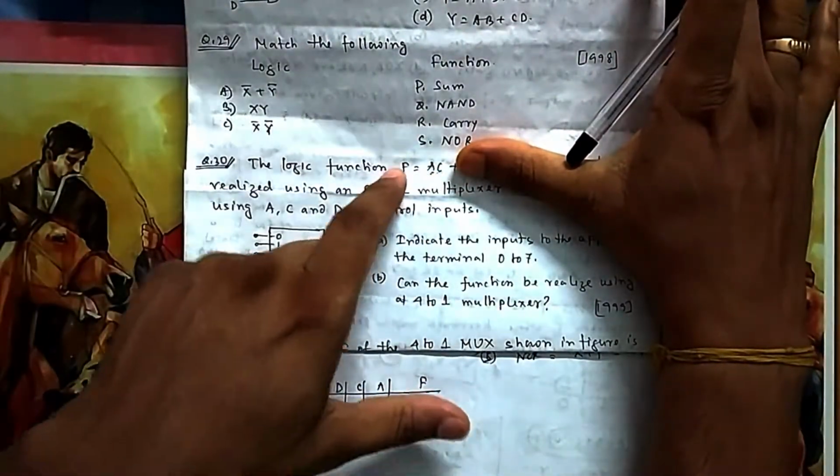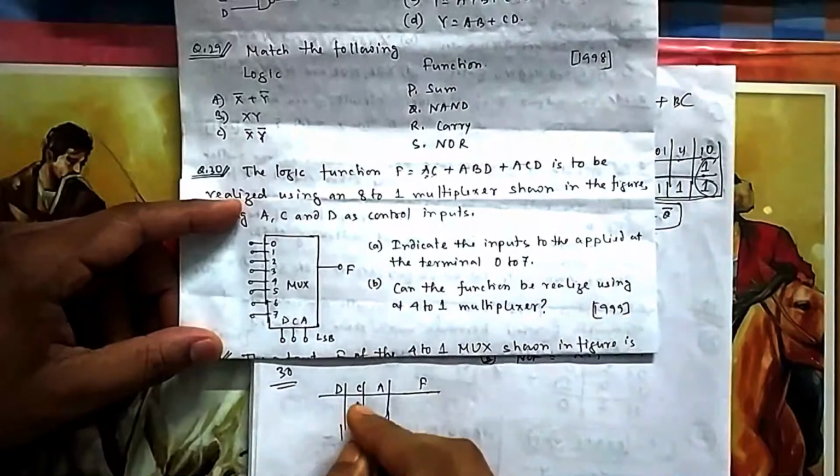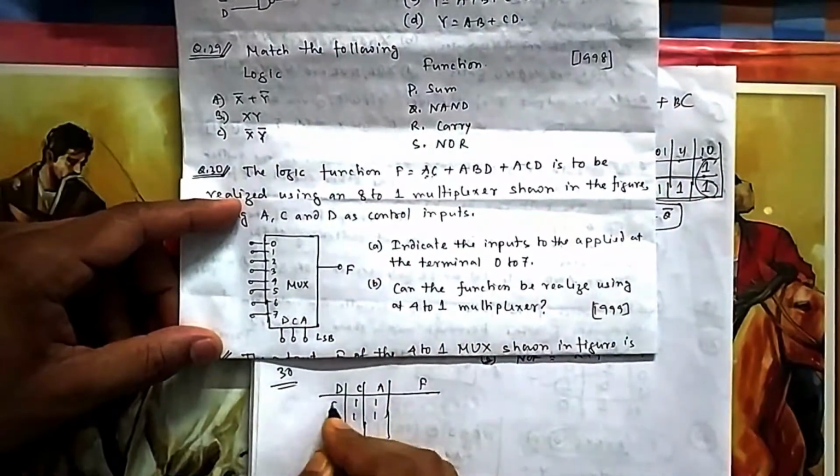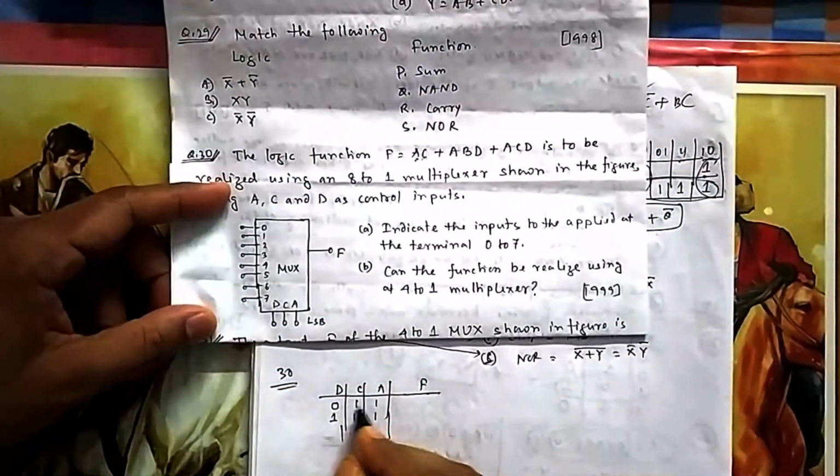So you see this one. If A and C both are 1, then output is 1. Because both are 1, there are two options: D can be 0 or D can be 1. Both are 1, then your output is also 1. Okay, this is the first condition I am getting.